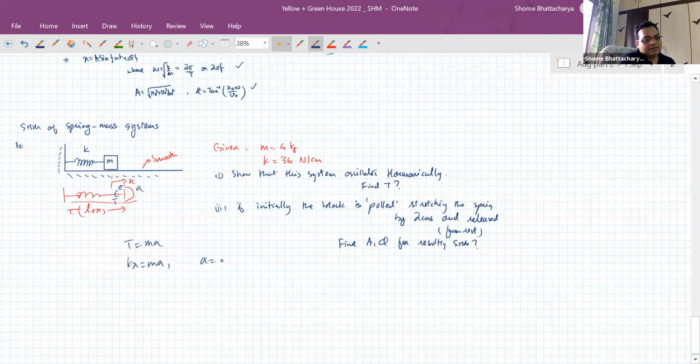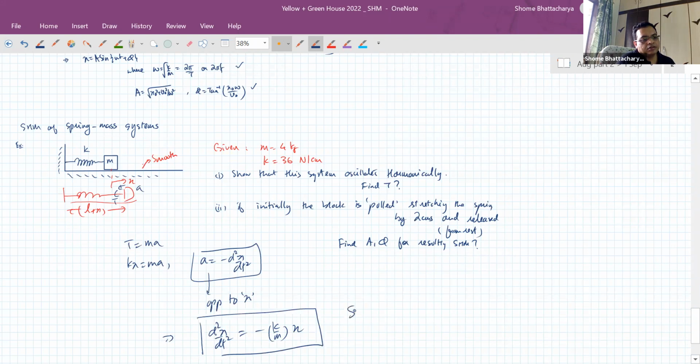But we can see that a is negative of d2x by dt square. Why? Because a is opposite to displacement, opposite to x. So we have the equation that d2x by dt square is minus k by m x, which is our SHM equation. This is the SHM condition.